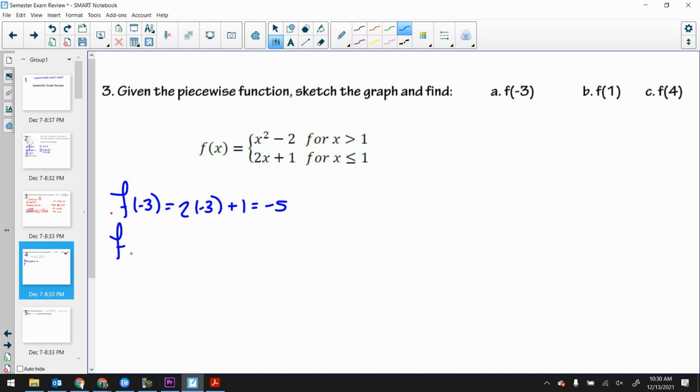If I want to find f of 1, well, that's still in the bottom because that's less than or equal to 1. So I would say 2 times 1 plus 1. Oh, sorry, I can't do math. 2 times 1 is 2, plus 1 is 3. And then we find f of 4. Greater than 1, so I go in here. 4 squared minus 2. So 16 minus 2 is 14.